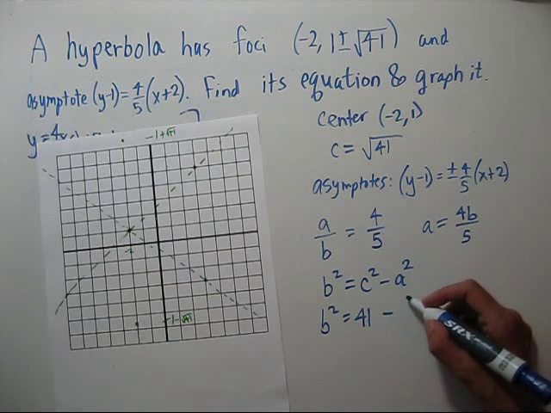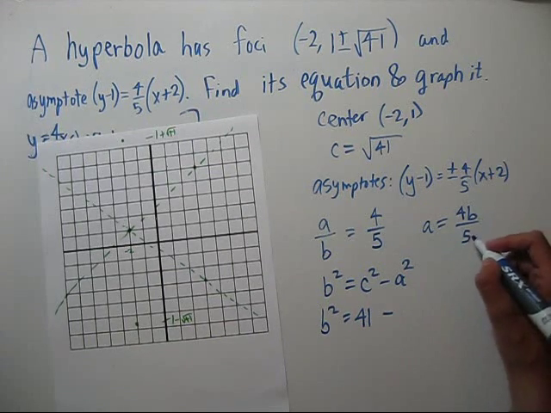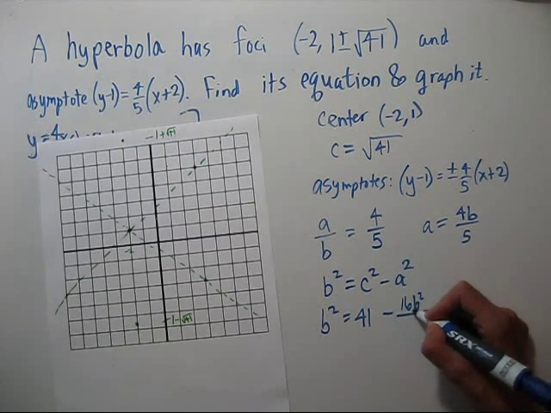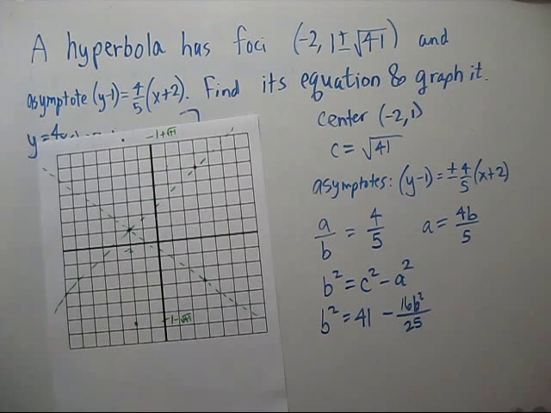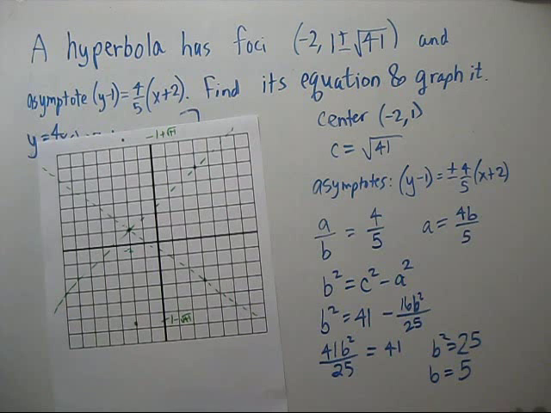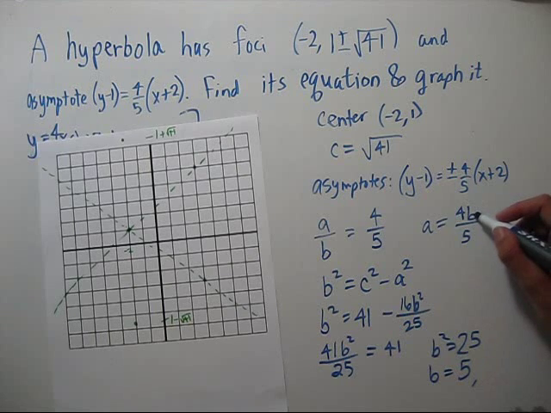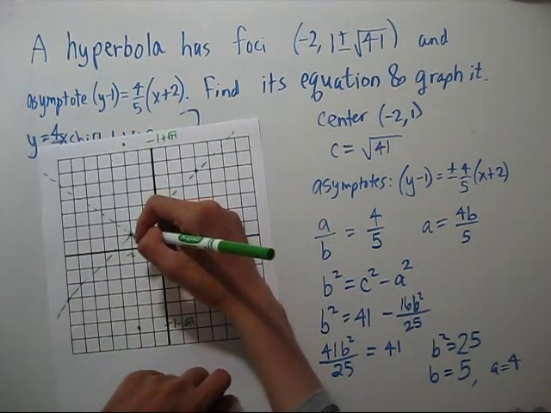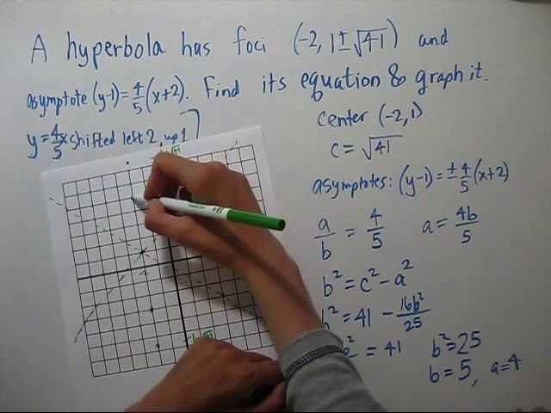If we plug in 4b over 5, we're going to get 16b squared over 25. If we get all the b squareds on one side, b squared is 25, so b equals plus or minus 5, but we choose b to be positive. And since b is 5, if you plug 5 into our formula for a, you get that a is 4. That means we can find our vertices. We're going to go from the center up and down 4, and now we can graph it.